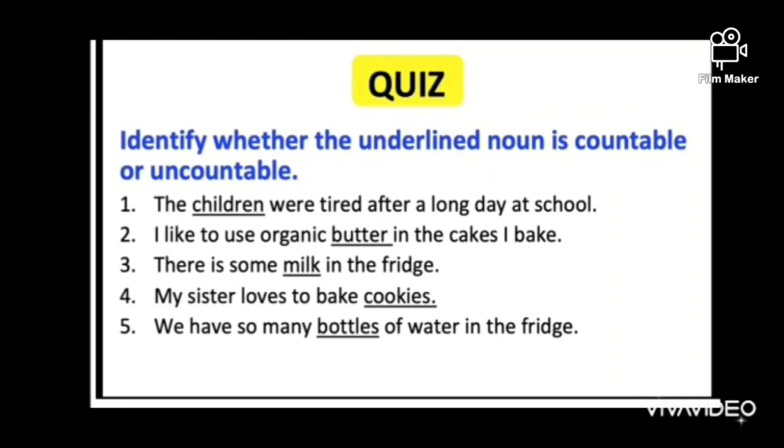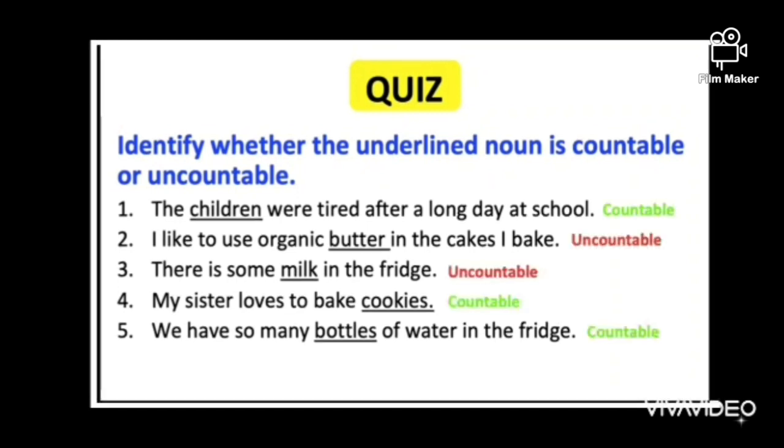My sister loves to bake cookies. Cookies are countable. So it is a countable noun. We have so many bottles of water in the fridge. So we are able to count bottles. So that is also a countable noun. So children, countable noun. Butter, uncountable. Milk, uncountable. Cookies, countable. And bottles, countable.